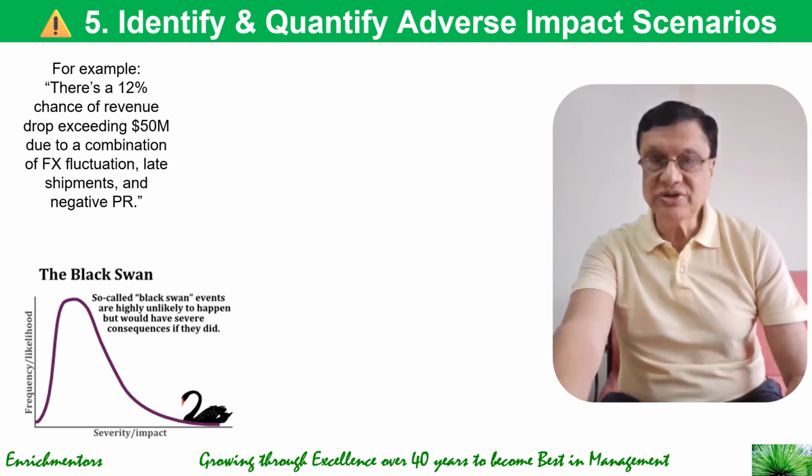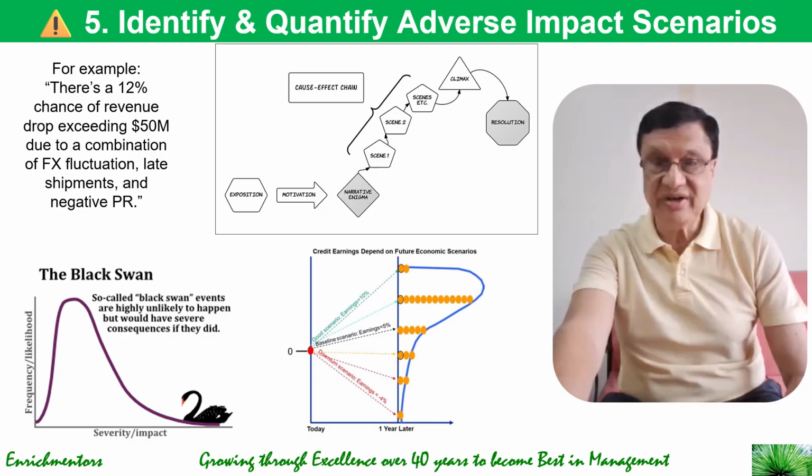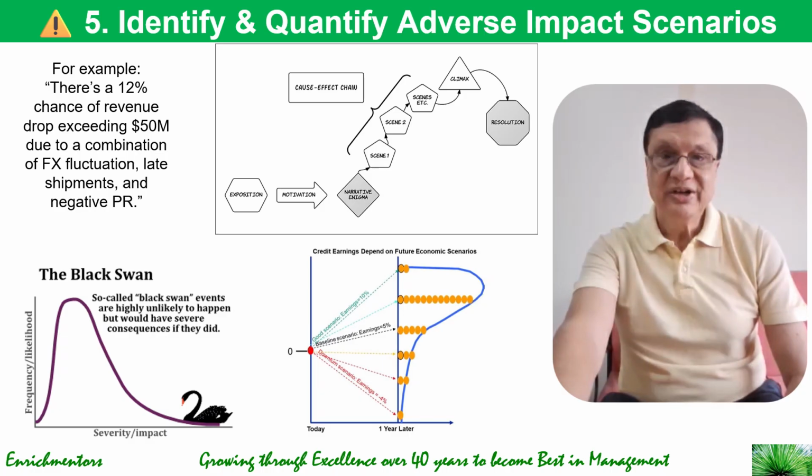Then you can also do scenario narratives, the cause effect chains as you see here, and also identify risk concentration zones where the risk is most likely to happen. So like this, you can identify and quantify the adverse impact scenarios.